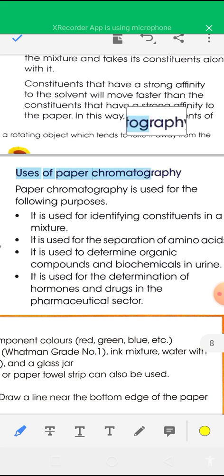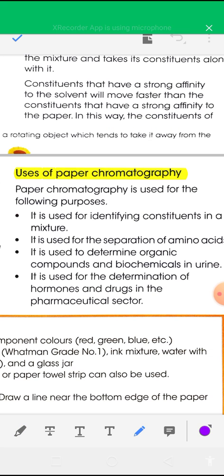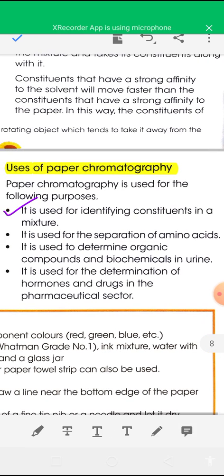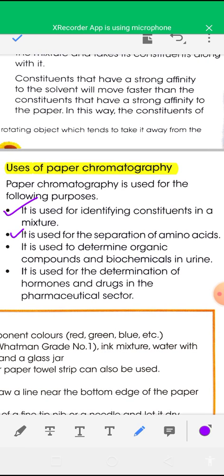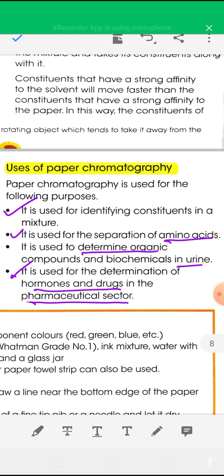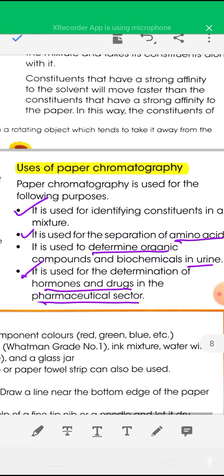You have to remember the applications of paper chromatography. It is used for identifying constituents in a mixture. Paper chromatography is used for separating amino acids, for determining organic components and biochemicals in urine, and for determination of hormones and drugs in the pharmaceutical sector. So these are very important applications of paper chromatography.